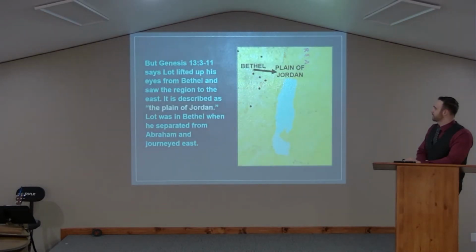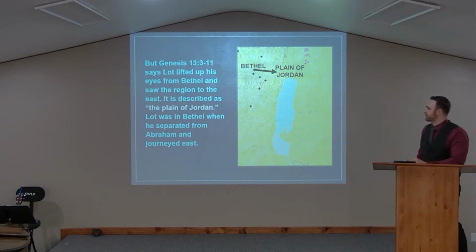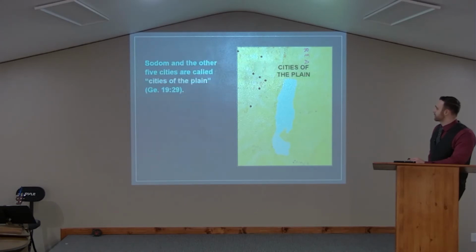Genesis 13 says, Lot lifted up his eyes from Bethel, which is right here, and he saw the region all the way over to the east, and it was described as the plain of Jordan. And so Lot was actually in Bethel when he left Abraham and he journeyed to the east, to the plain of Jordan. So Sodom and the other 5 cities are called the cities of the plain. So most likely they were located right here at the north edge of the Dead Sea.